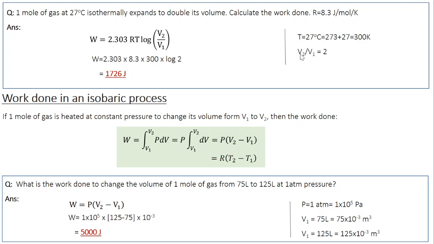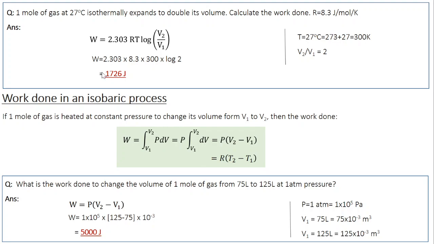We do not know V1, V2 as such, but we know that since the gas is expanding, the final volume V2 divided by initial volume V1 is going to be 2. So that also we write here. Next step is writing down the relevant equation. Since the volume is given, we choose the equation corresponding to volume. So W equal to 2.303 RT log V2 by V1. V2 by V1 we know, T we know, and the value of the universal gas constant we know. Directly substitute in this equation, you get 1726 joule.